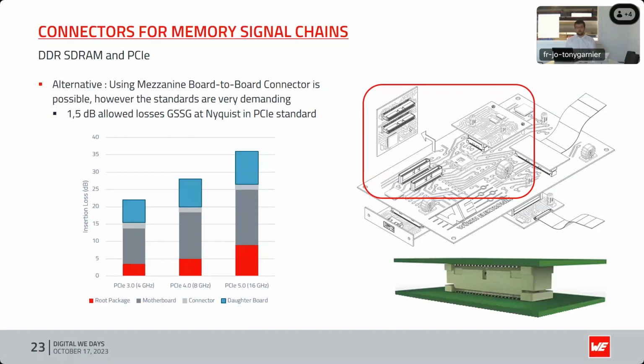If in your system you have a different configuration, for example, if you solder your CPU directly to the PCB, you can avoid the losses in red in the graph. If you have a better motherboard, you can reduce some of the loss in gray. And if you have a better daughter board, you can reduce the loss in blue. And so you can have a better loss budget for your connector at the sake of interchangeability.